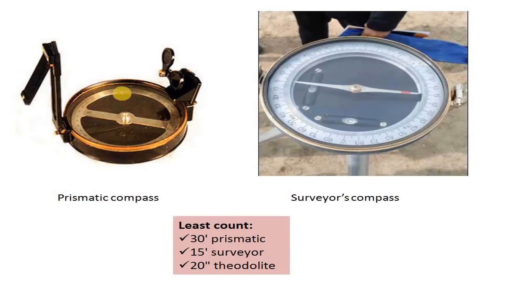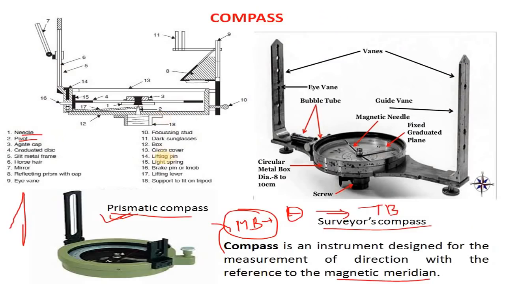See here, if you look from the top, it looks like this. This is the circle and this is the magnetic needle, both are attached, and this is fixed while the object is being bisected. This is a prism. You can see here the prism is fitted for taking the reading. You can see the components of the prismatic compass, both are similar. The main difference is in the objective and the eye. In the prismatic compass, one is the objective and one is the eyepiece.